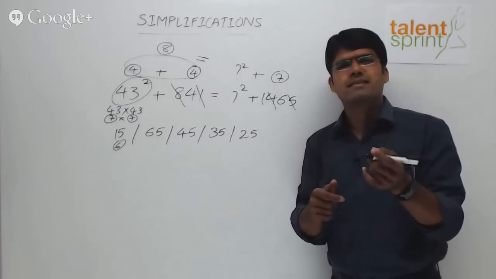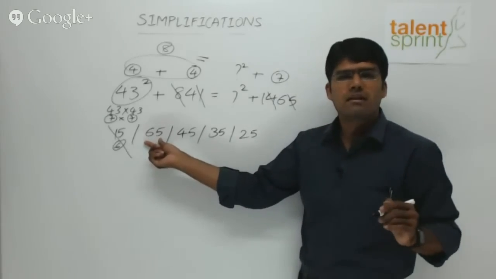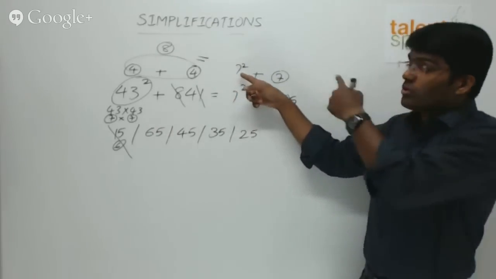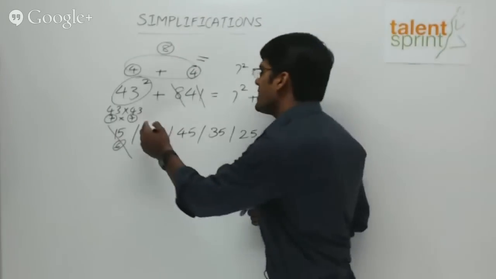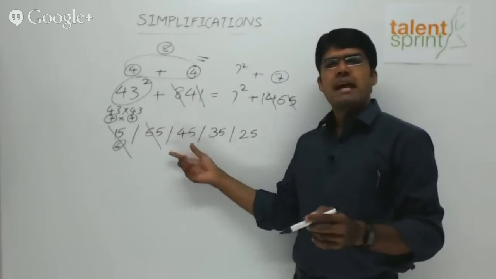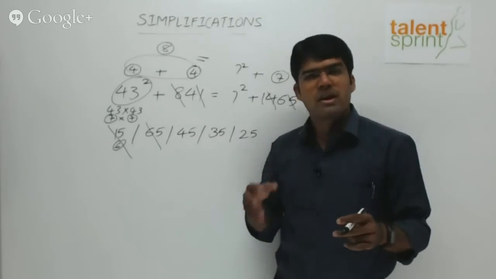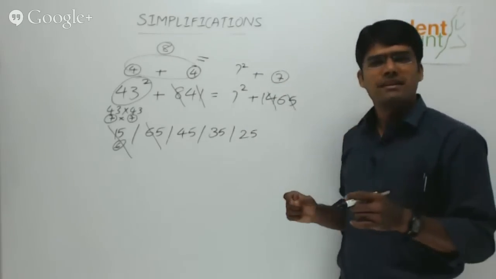This gets eliminated. 65. What's the root digit of 65? 6 plus 5, 11. 11 is 2, 1 plus 1, 2. 2 into 2. 2 into 2 is what? 4. But 4 plus 7 is not 8. So this gets eliminated. 45, the root digit is 9. And understand, when the root digit is 9, any kind of operation you do, square, cube, it's always going to result in 9 only, right? 9 into 9, 81. 8 plus 1, 9.